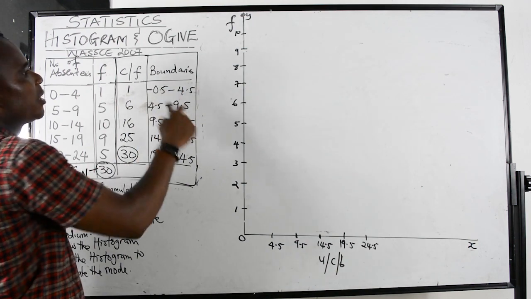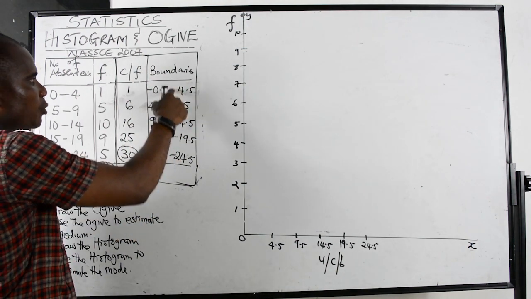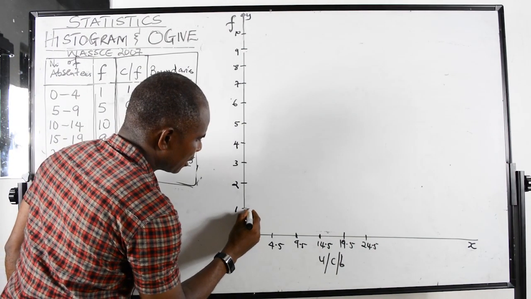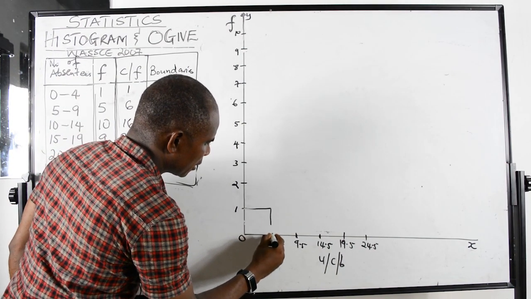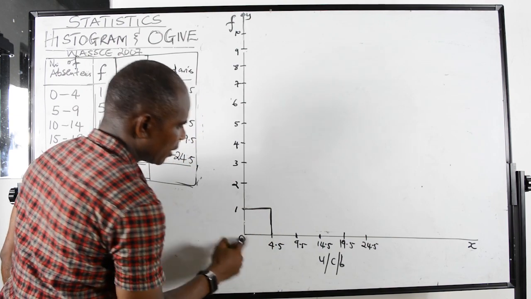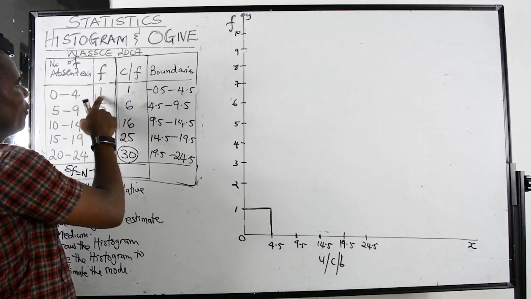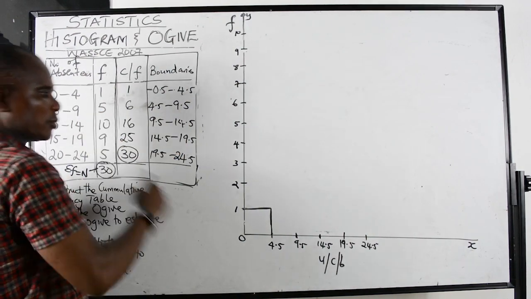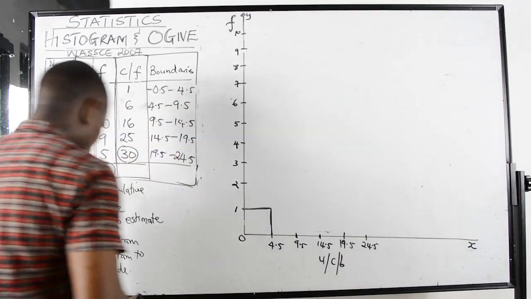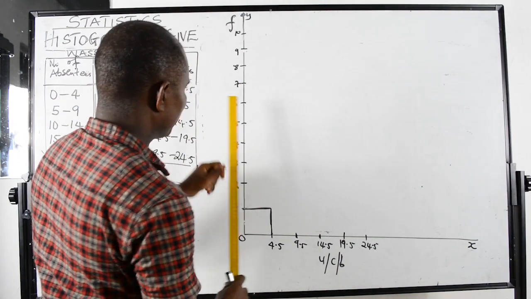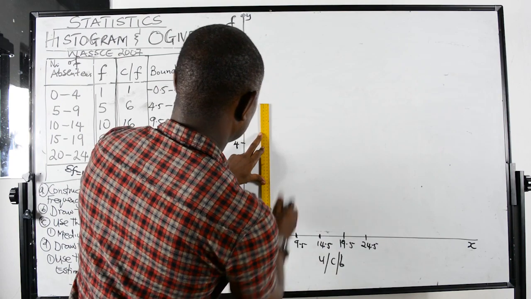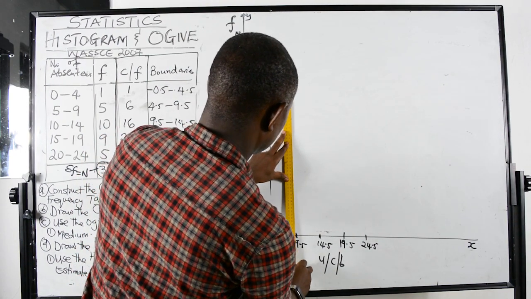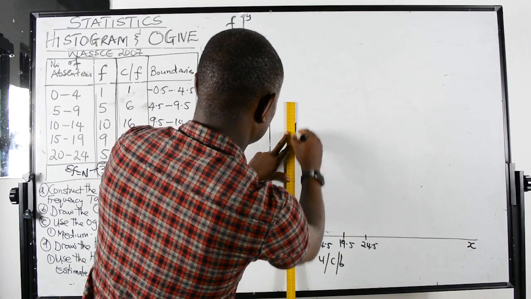Now it's a bar graph, so it's going to be between the upper class boundary and the corresponding frequency. Number 1 corresponds to this frequency: 4.5 and 1. Then we have 9.5 and 5. I can use my ruler, 9.5 and 5. So I get there. This is 5. This is 9.5.